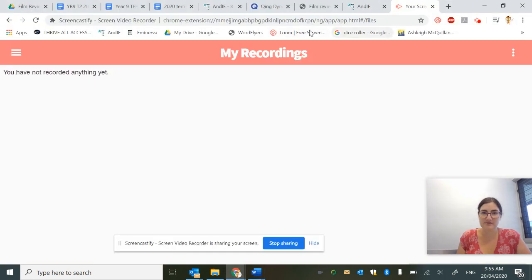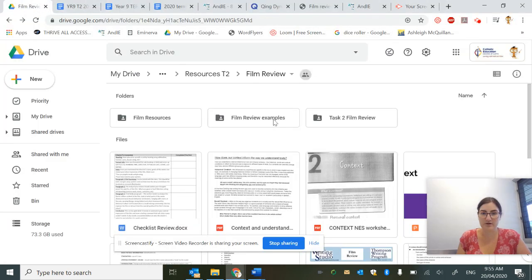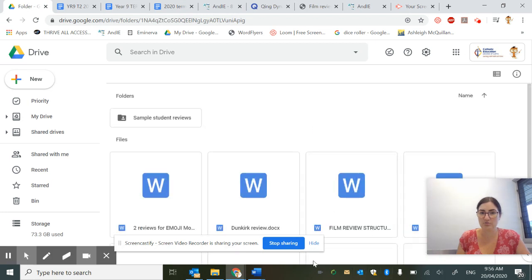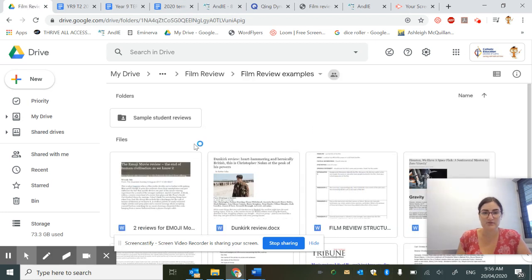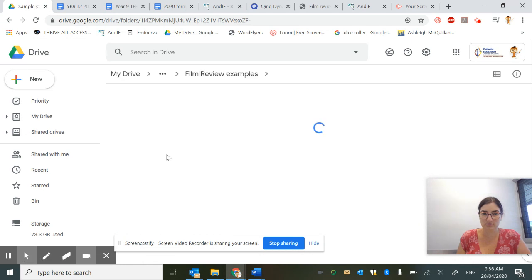So I might just see if I can find one really quickly to show you what the layout looks like. So quick look.